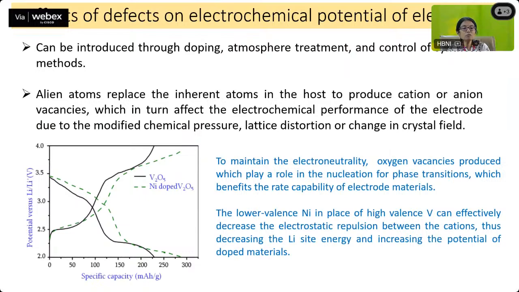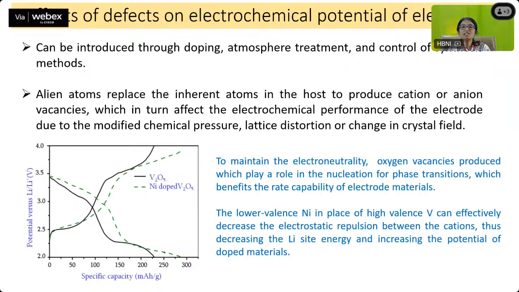So you have alien atoms which replace the inherent atoms in the host to produce cation or anion vacancies, which in turn affect the electrochemical performance of the electrode due to modified chemical pressure, lattice distortion, or change in crystal field. So to maintain electroneutrality, oxygen vacancies are produced, which play a role in the nucleation for phase transitions, which benefit the rate capability of electrode materials.